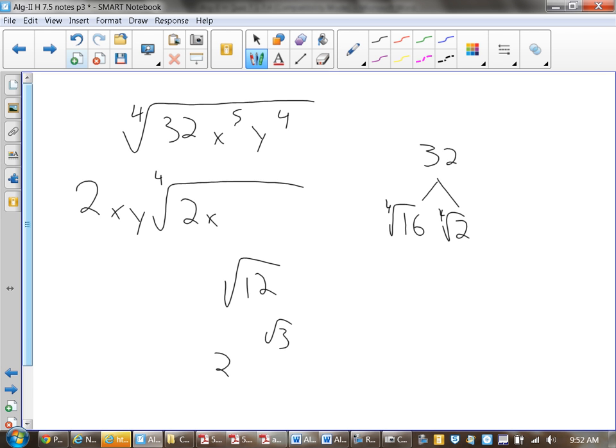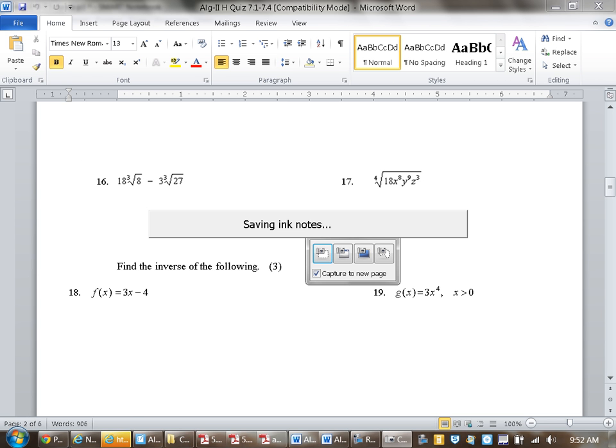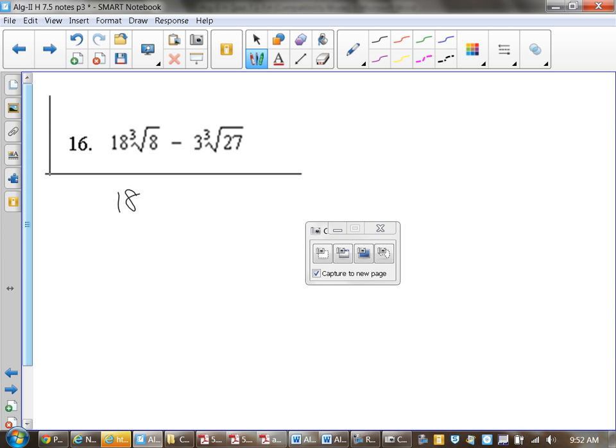Can you do number 16 on the quiz? What is the cube root of 8? 2. So I have 18 times 2. What is the cube root of 27? 3. What's 18 times 2? 36.